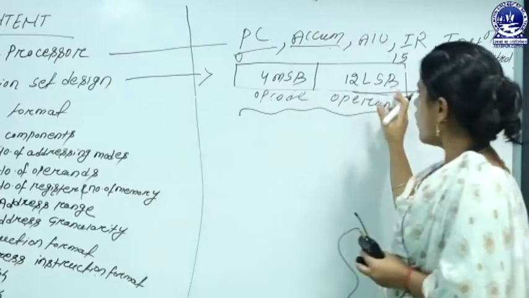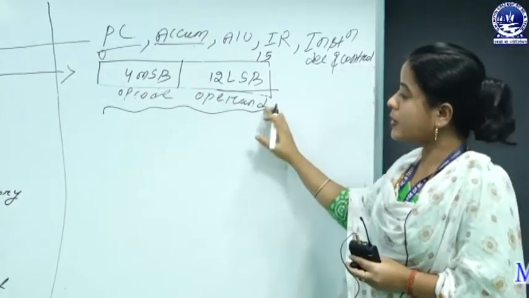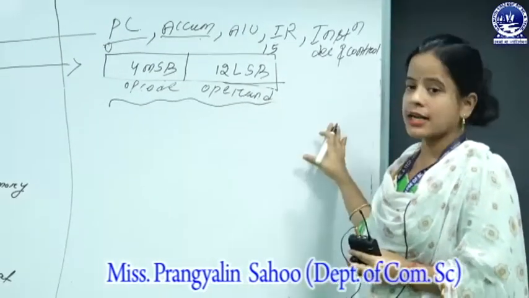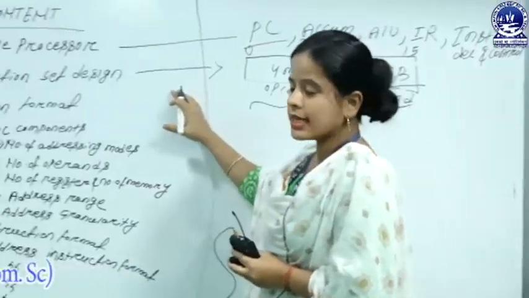Here, when the 12 LSB address is specified for the operands, the operands are non-implicit, that means you have to provide all the data values in an explicit way. Okay, that's your instruction set design.